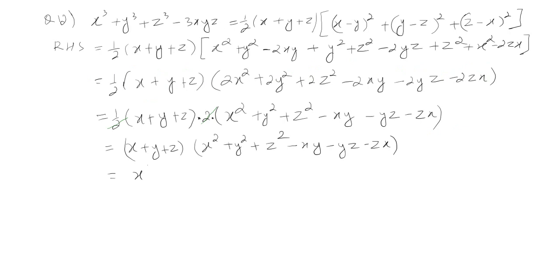x cube plus y cube plus z cube minus 3xyz. From where did we get this? From identity number a, and this is equal to the left hand side. So what we did, we took the right hand side and did some calculations and simplifications, and we ended up getting the left hand side. So that means we have verified.